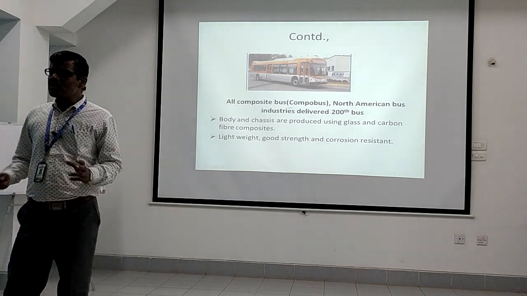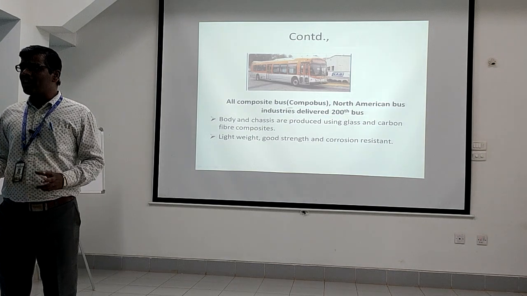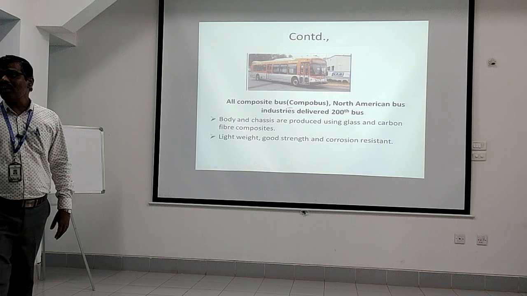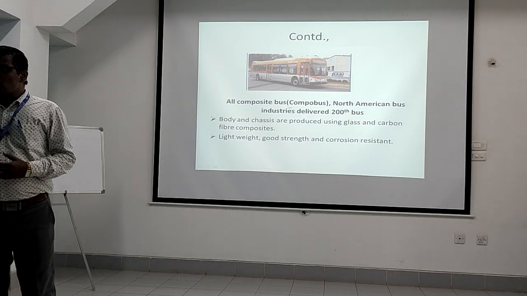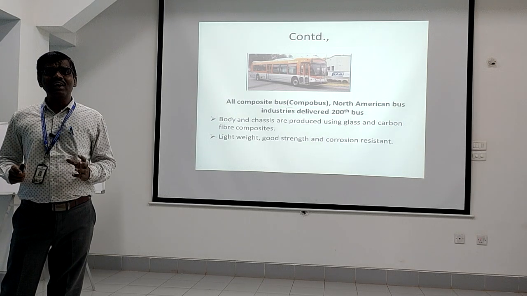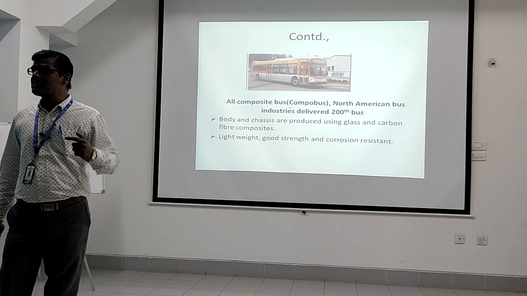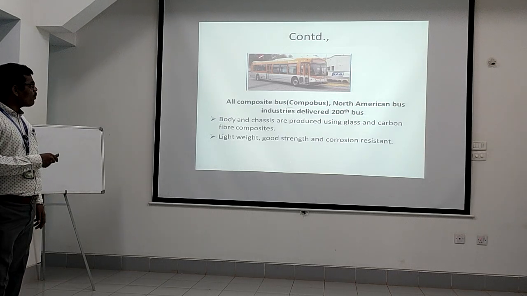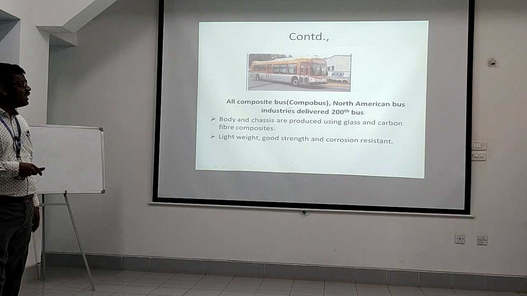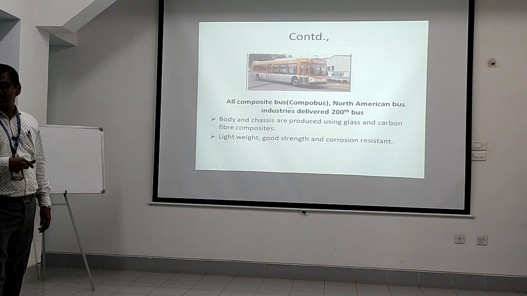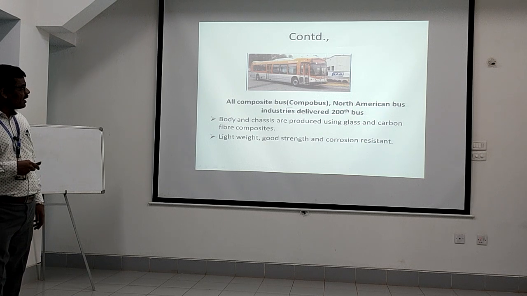material. Why did they use glass and carbon fiber composite material? Because of their light weight, good strength, and corrosion resistance. Again, this lightweight, good strength, and corrosion resistance will in turn help to increase the efficiency of the vehicle. You can see here the outer body of this bus is made up of glass and carbon fiber composites. But the chassis is invisible in this sketch. It is not visible. In the front lower side, the chassis will be there.